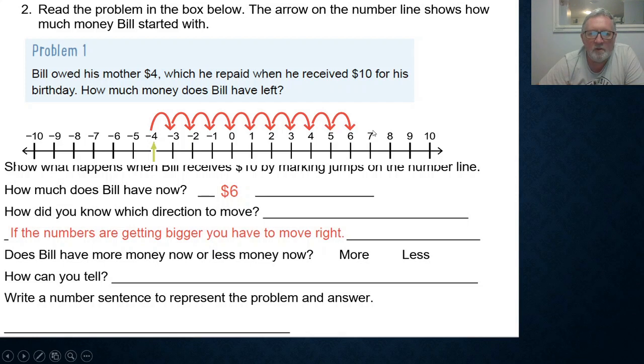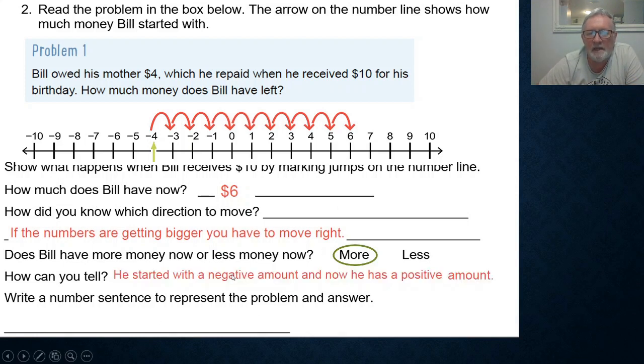Does Bill have more money now or less money now? Obviously, he has more than he had to start with. How can you tell? Well, he started with a negative amount, and now he has a positive amount.